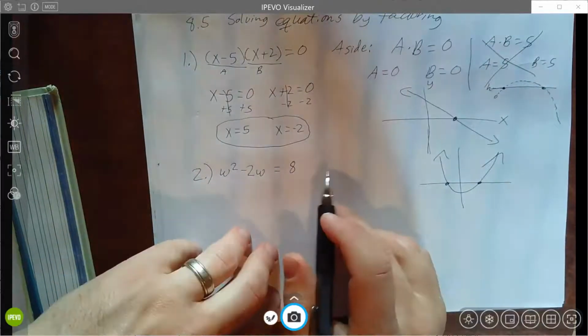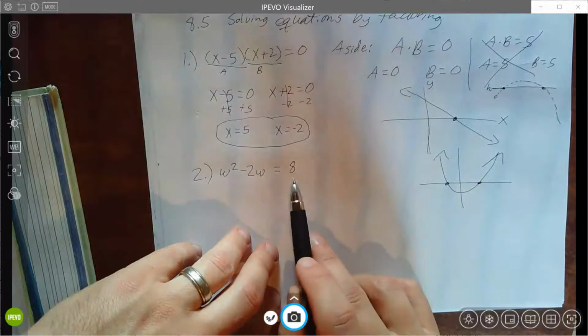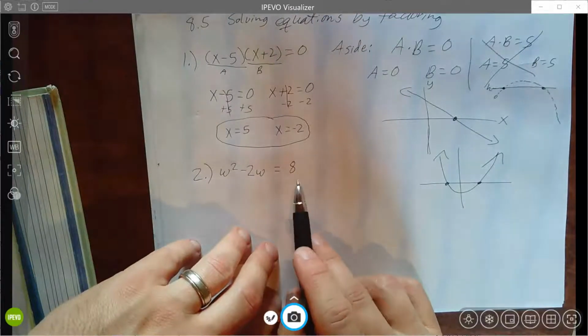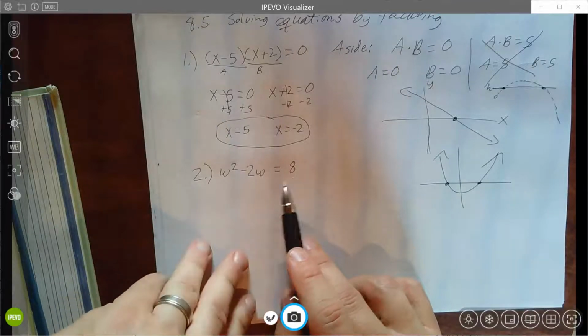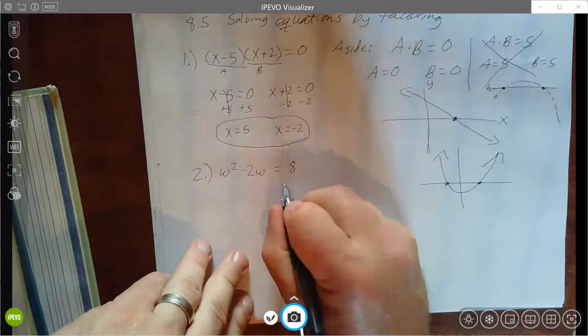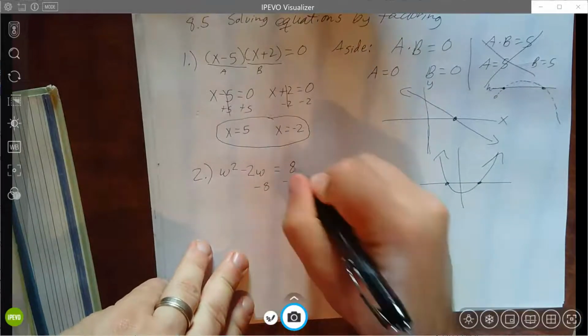Uh-oh. What did I say had to be true about this? What does this have to be? Be what? 0. Well, we can make it be 0 by moving the 8 over to this side. I can do that by subtracting 8 from both sides.